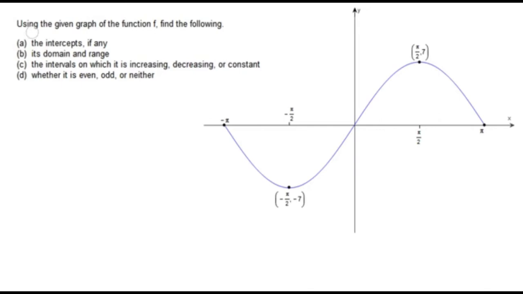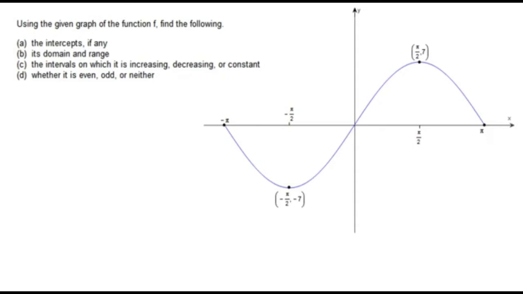In this example, we have a graph, and we want to find some information from the graph. We want to find the intercepts, if there are any. We want to find the domain and range. We want to find the intervals where the function is increasing, decreasing, or constant, and we want to determine whether the function is even, odd, or neither. Let's take these one by one, starting with the intercepts.